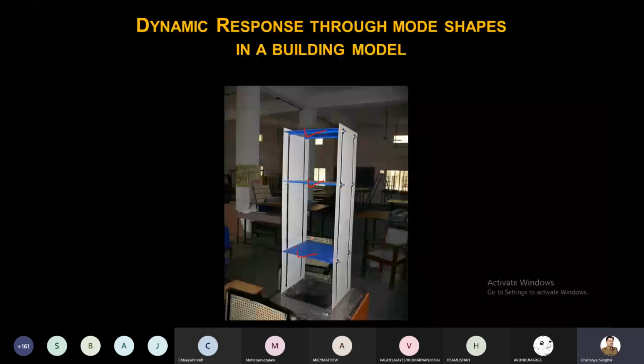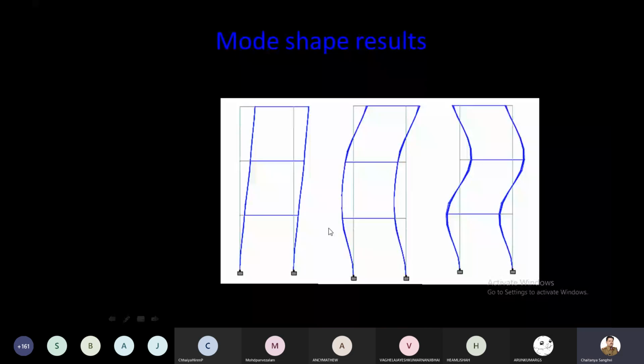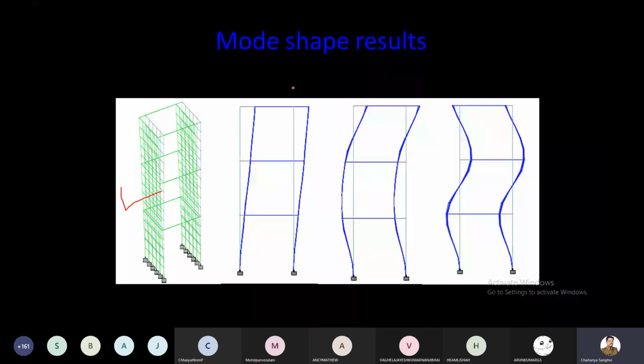And you see this model is analyzed in the STAAD software, and we get the mode shape. What is the mode shape? Mode shape is a deformed shape when you apply the frequency. I think you have studied the mode shapes, right? Mode 1, mode 2... it is a 3-story building, so basically 3 modes will come into the picture. So this 3-story model is modeled in software, and we get the mode shape. This is a deformed shape.